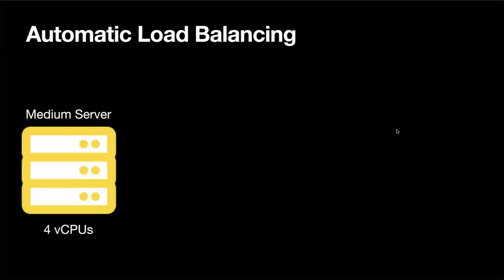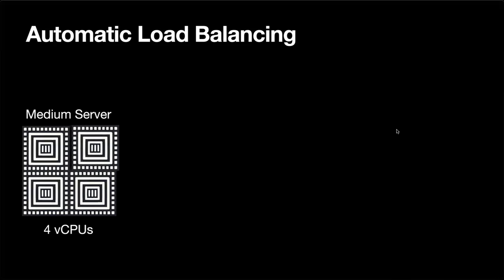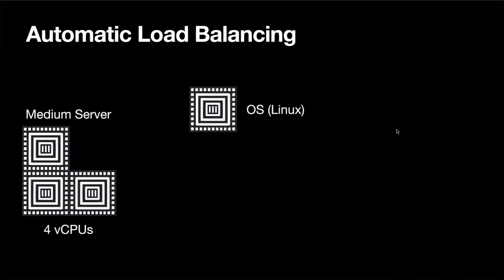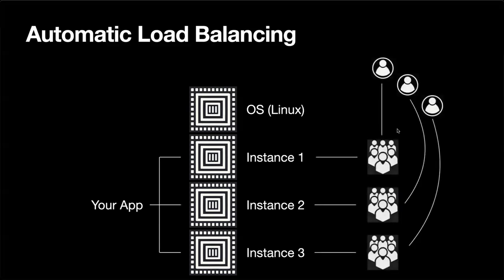So let's start with a medium server. A medium server has 4 virtual CPUs. So that's made up of essentially 4 cores. And when you have that, one of those is running the OS, dedicated just to that. But the other 3 are all running individual instances of your app, or your apps if you have more than one. But for the purposes of this discussion, let's talk about an app. So each one's running its own instance. And as users connect, they're then automatically dispersed among those instances.